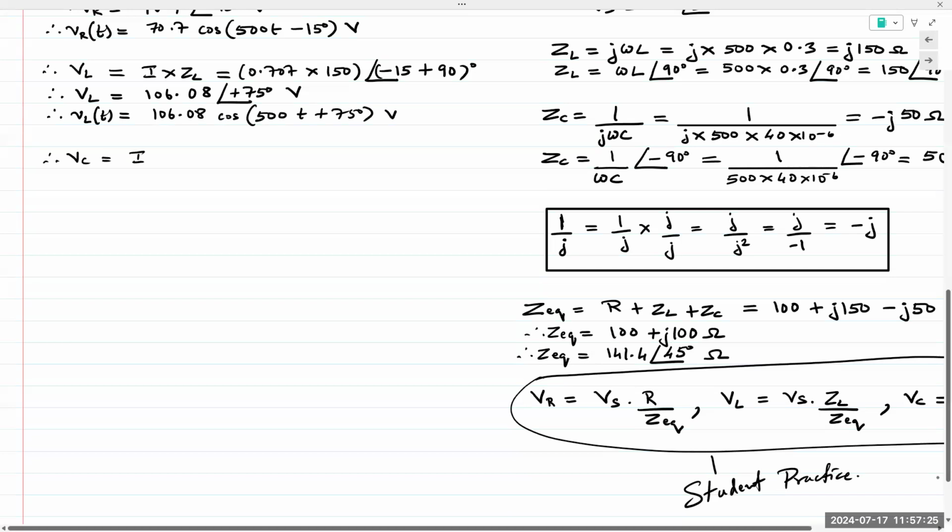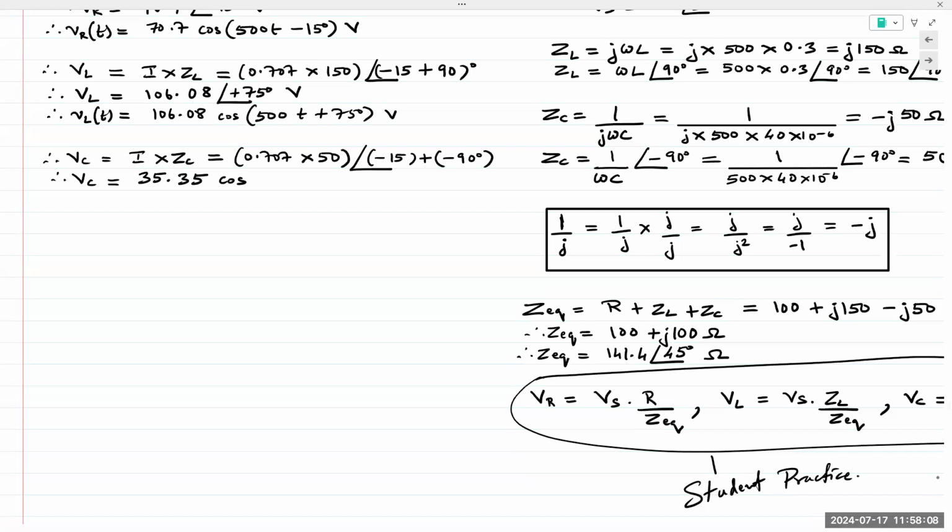VC, the capacitor voltage, is the current times ZC. So 0.707 times 50. Phase angle would be minus 15 plus minus 90. Remember, it's a multiplication, but you have to keep the signs constant. If you ignore the signs, your answer would be minus 15 plus 90, which would be incorrect.